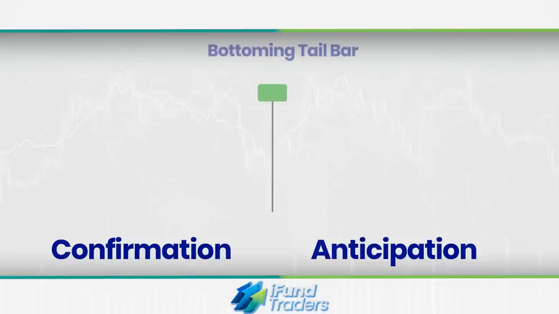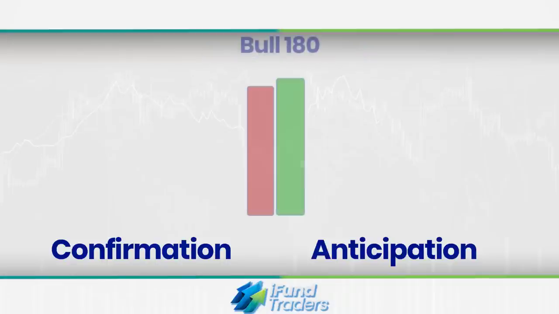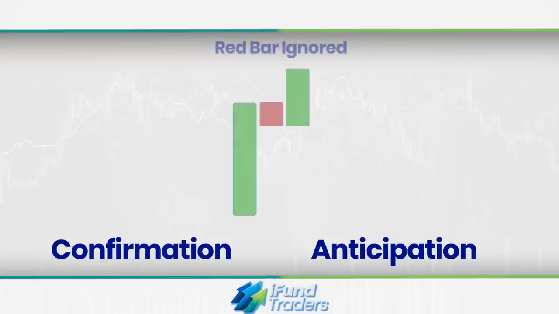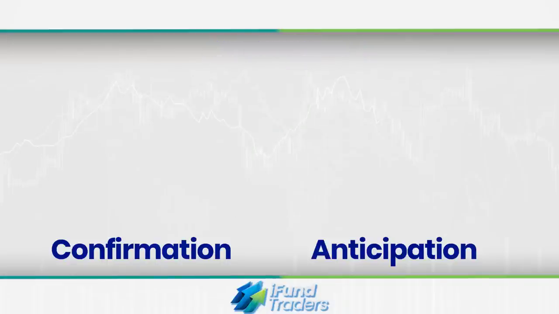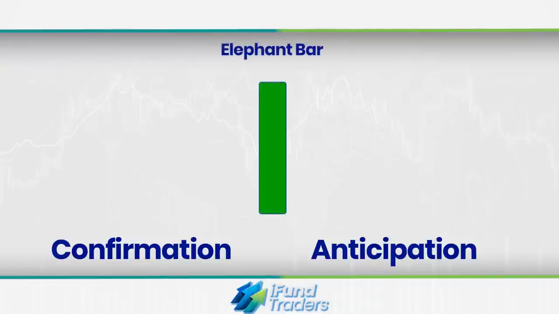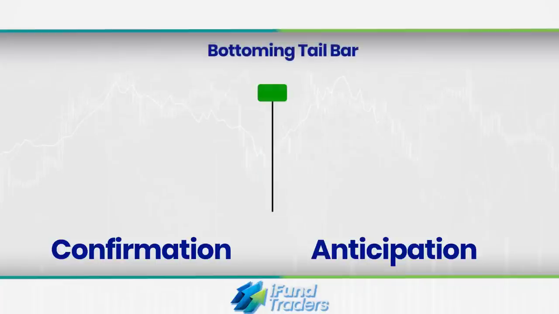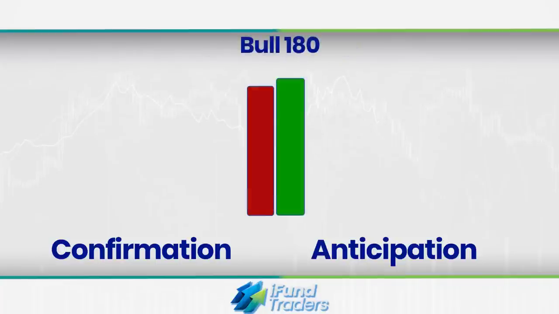Accompanied with each one of these cards, you have two entry methods for each one. They should be grouped together. So your elephant bar is one card, and then the confirmation entry is another card, and the anticipation entry of an elephant is another card. So it should be three together, right? Elephant is the event. Confirmation is one way to enter the event. Anticipation is another way of entering the event.